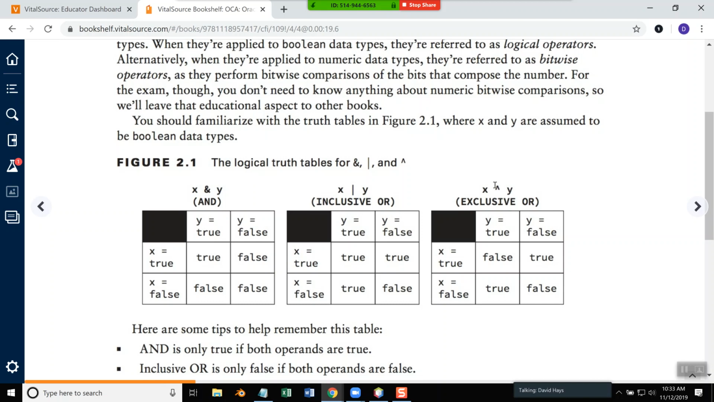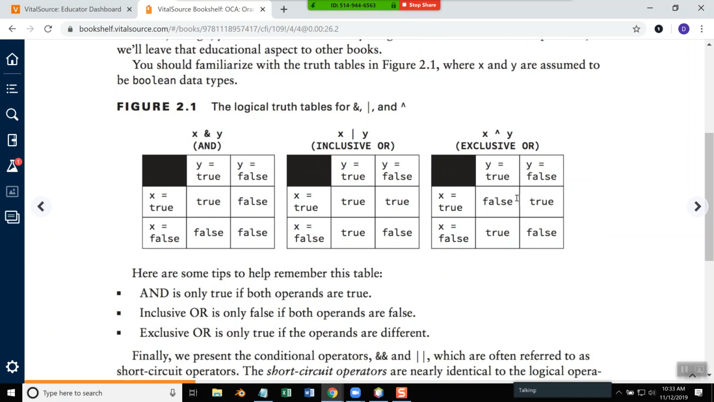Now here's an exclusive or. The gist of it, the exclusive or, is summarized right here. The exclusive or is only true if the operands are different.